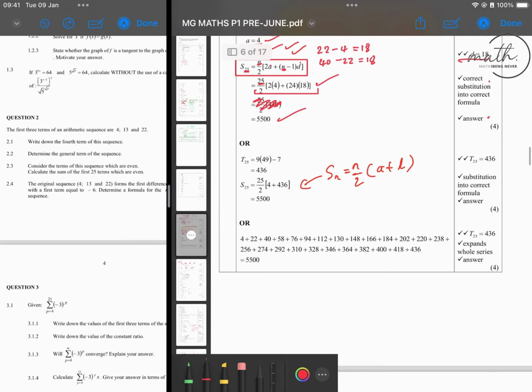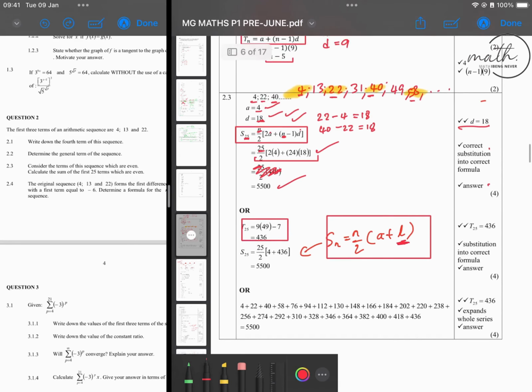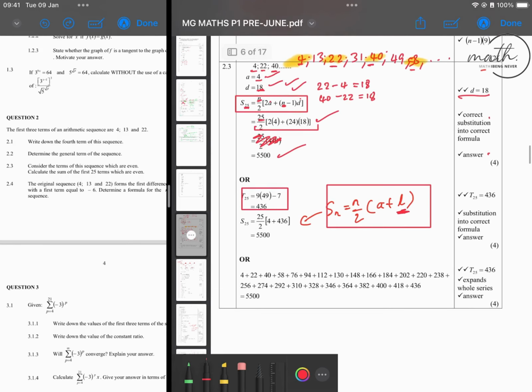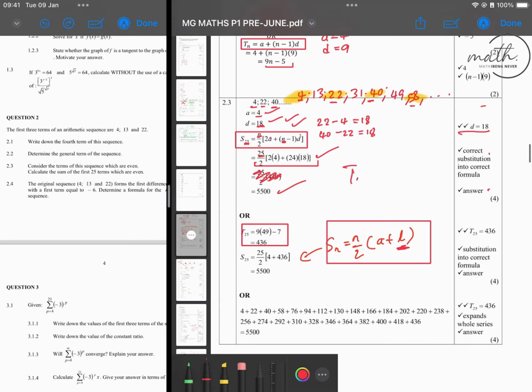And then here they use this formula. They did the same thing but used this formula where L is the last term. That's why they found Tn first, and from there they found the last term. Let's try to find Tn. Tn will be a plus n minus 1 times d. Where you see a and d, you put 4 and 18. Where you see n, you put 25, and you should find the last term.